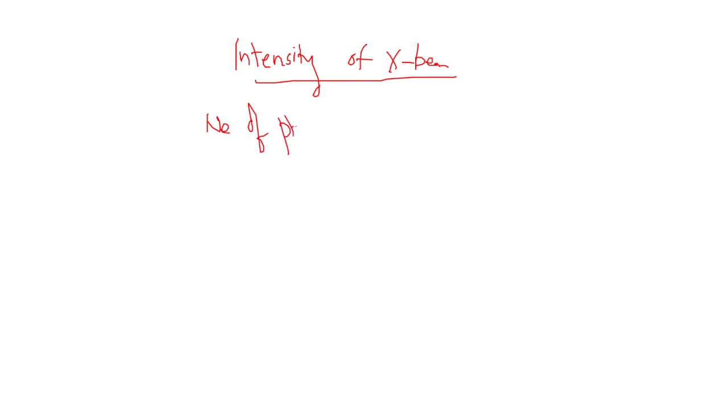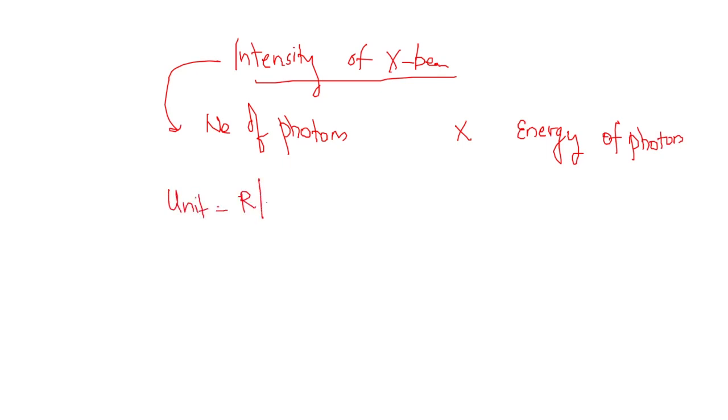Okay, we have to see the intensity of the X-ray beam. Intensity of an X-ray beam can be defined as the number of photons in the beam. If you multiply the number of photons in the beam by energy, we get the intensity of the X-ray beam. So the unit of intensity of the X-ray beam is Roentgen per minute, or coulombs per kg in SI unit.